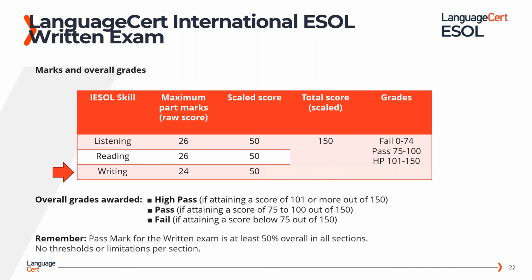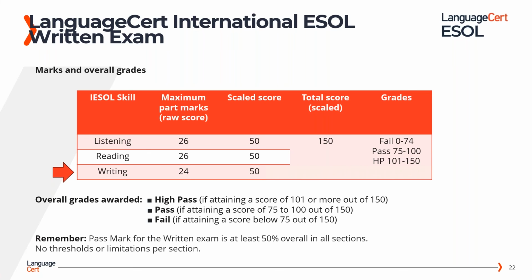Regarding the writing component, please note that there are no thresholds or limitations, that is, there is no minimum score to be attained. However, as in the case of the listening and reading components, in order to be successful, candidates need to attain an overall scaled score of at least 50%. Remember, the pass mark for the written exam, which consists of the listening, reading, and writing components, is 50% overall in all sections.